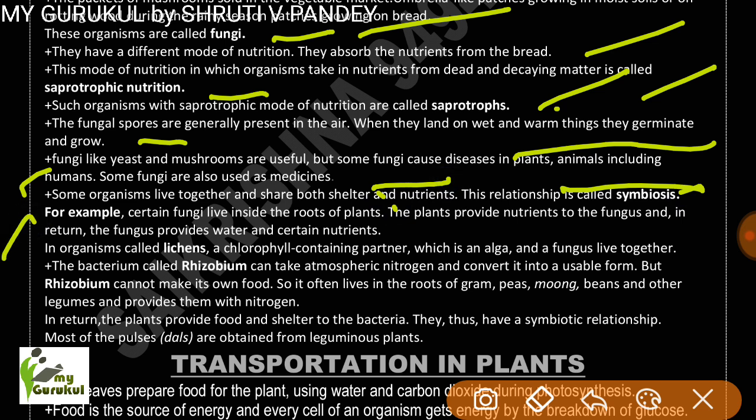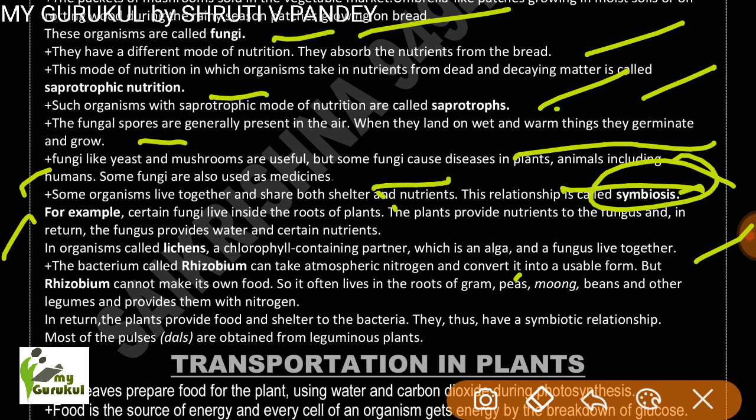Some organisms live together and share shelter and nutrients. This relationship is called symbiosis. For example, certain fungi live inside the roots of a plant. The plant provides nutrients to the fungus, and in return, the fungus provides water and certain nutrients. In organisms like lichens, a chlorophyll-containing partner, which is an alga, and a fungus live together.